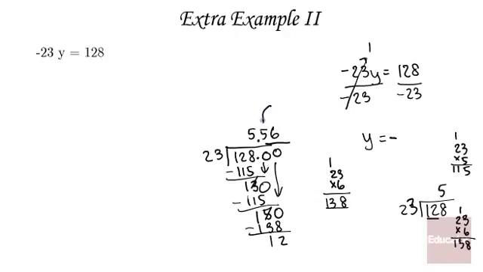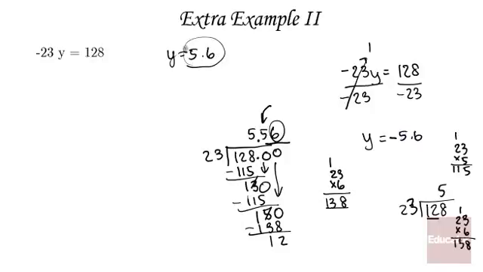So I'm going to round it to the 10th place value. Any number 5 or above will tell me to round it up. So 5.56 is going to be about 5.6. So y equals 5.6. And we already said our answer was negative, so negative 5.6.